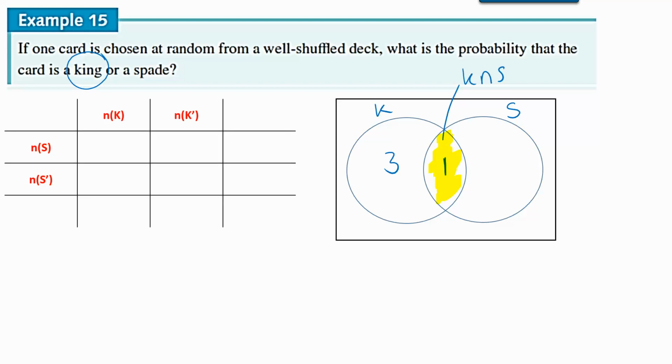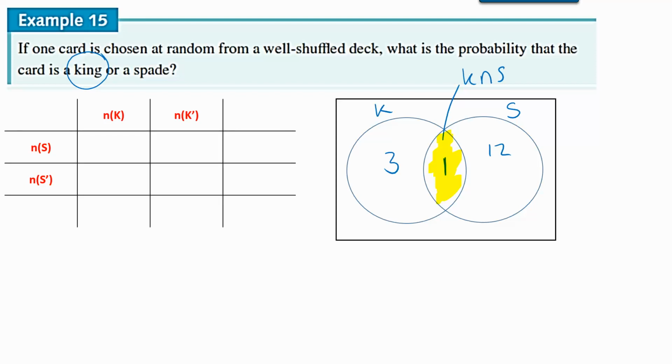Let's have a look at the next one. Spades. 13. There's 13 in total. Now one of it is a king, but the others aren't. So how many aren't kings? 12. Okay, but that doesn't make sense because now, if I add them all together, 3 plus 1 plus 12 gives me 16. But we told each other just now, we said there are 52 cards.